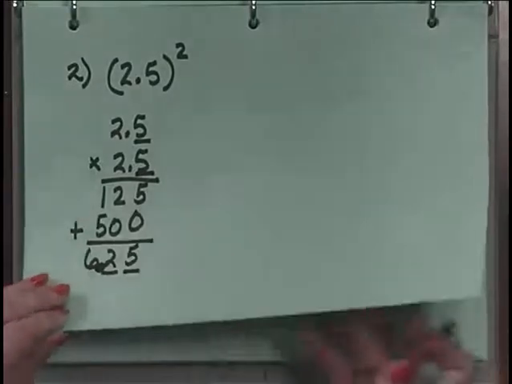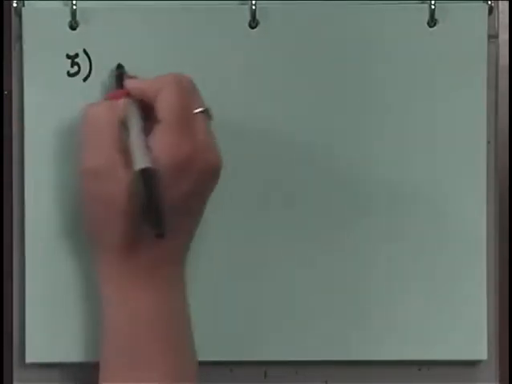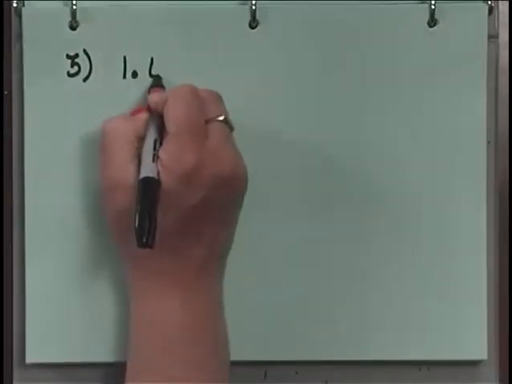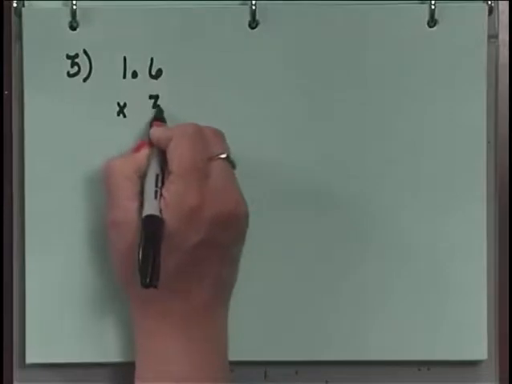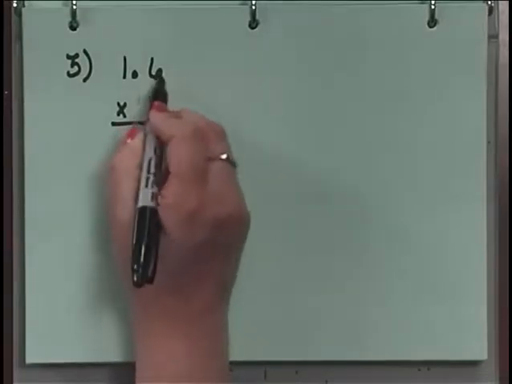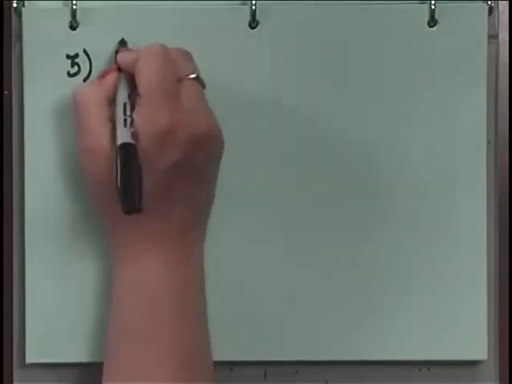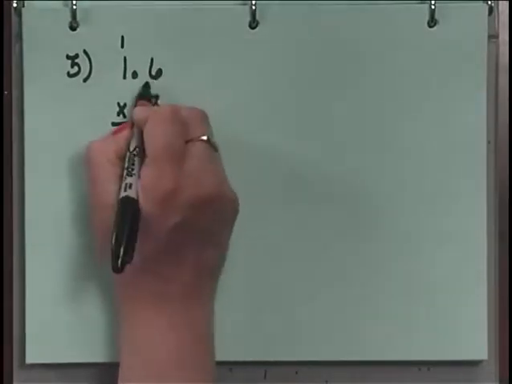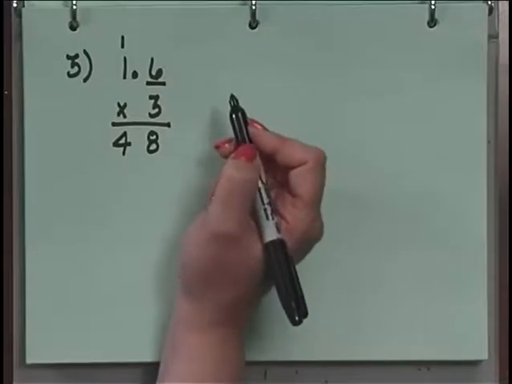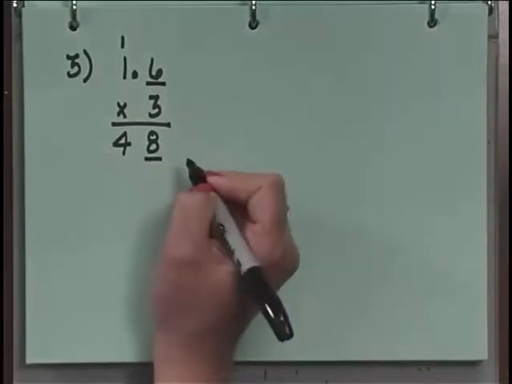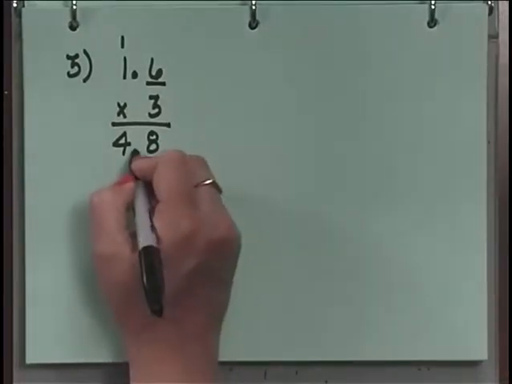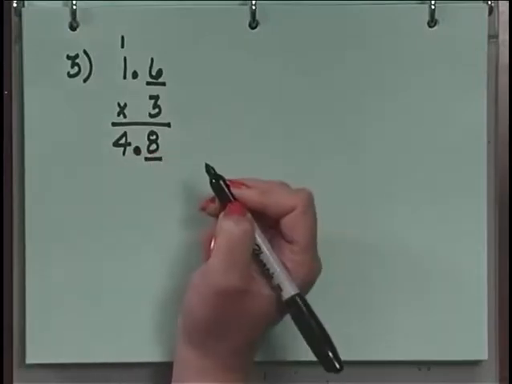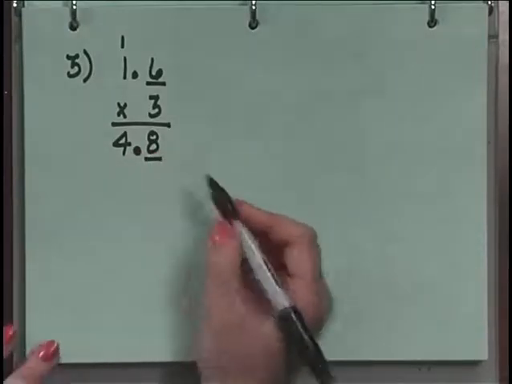Look at example 3. In example 3, we have 1 6/10 times 3. Well, 6 times 3 is 18, and I carry a 1. 1 times 3 is 3, plus 1 is 4. I only have one number to the right of the decimal place in my factors, so I only need one digit to the right of the decimal place in my product. So then my answer would be 4 8/10.